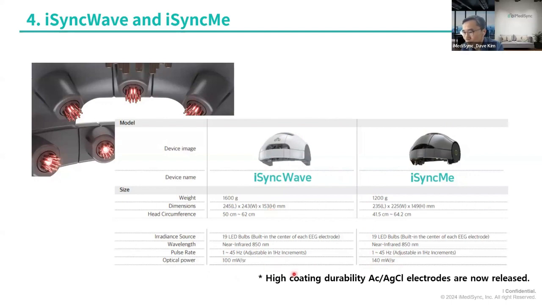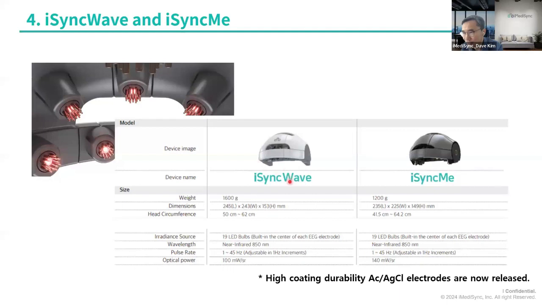And recently we developed a very high coating durability electrode. This is AgCl, silver chloride, a very high quality material for EEG recording. But our current electrode suffers from less coating durability, so we developed a second, high coating durability electrode. We will release this high quality electrode.